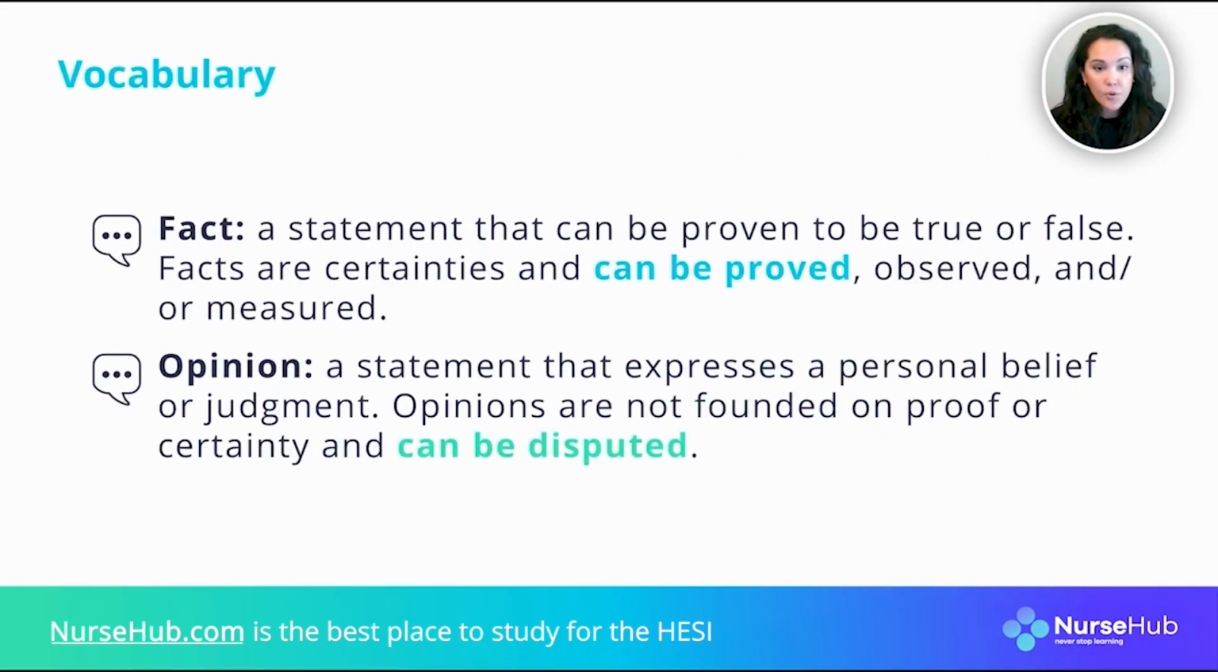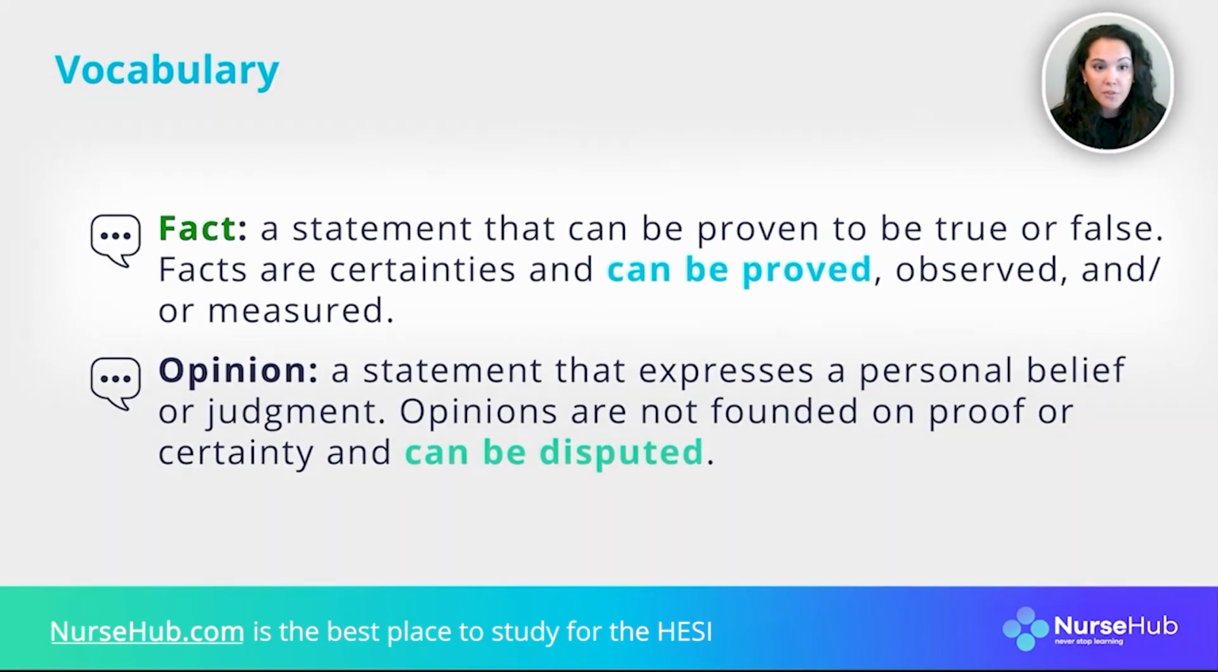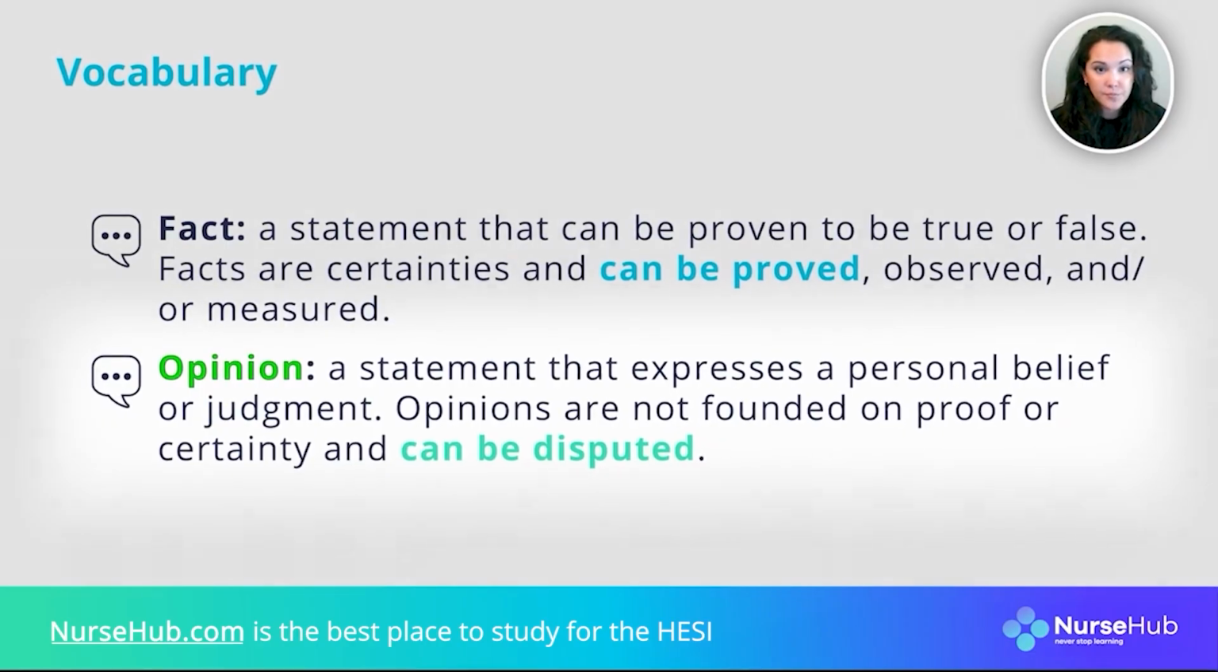Okay, so here is some vocabulary for you. I suggest you pause and take notes as you see fit. A fact is a statement that can be proven true or false. So facts are certainties and can be proved, observed, measured, however they can be proved. And an opinion is a statement that expresses personal belief, or it's a judgment. And opinions are not founded on proof or any sort of data to back them up. They can be disputed.